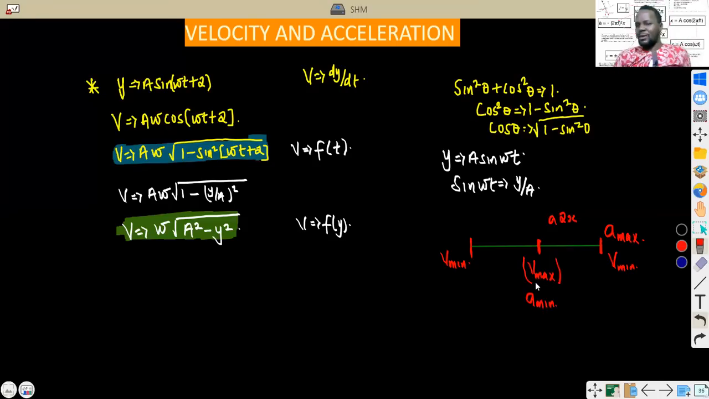Another important point I can quickly write: at this point, potential energy is zero. It's minimum. Minimum means it's zero. Kinetic energy here is maximum. But potential energy will be maximum at the extreme point, because the body has moved.